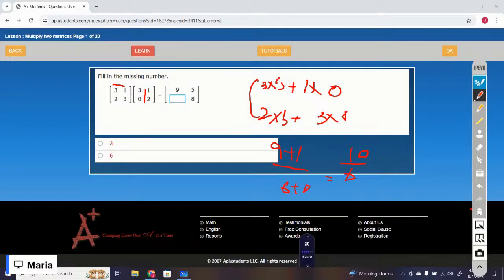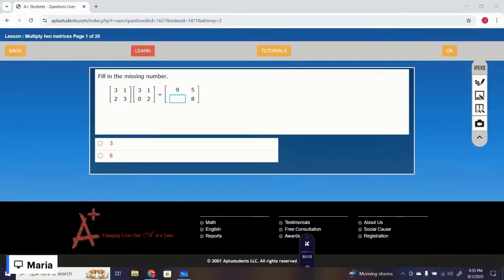6 it is. So the missing number is 6. Option number 2 is the correct option.